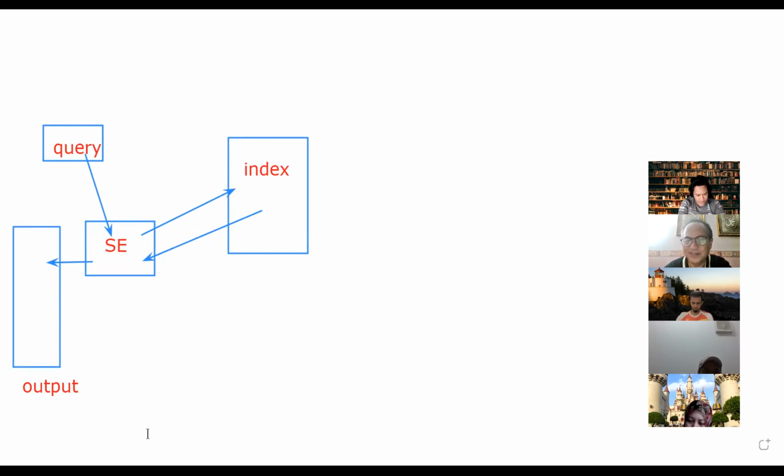Who builds the index? Is it the web page designer? Web-based designer. Okay. There are two different systems.